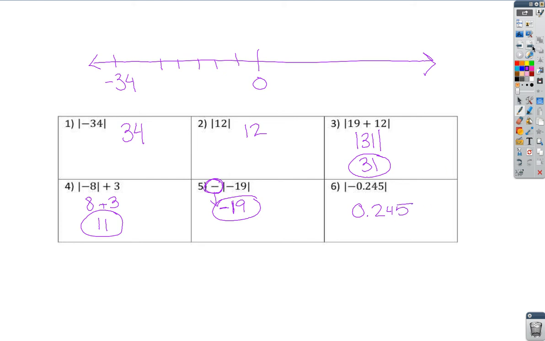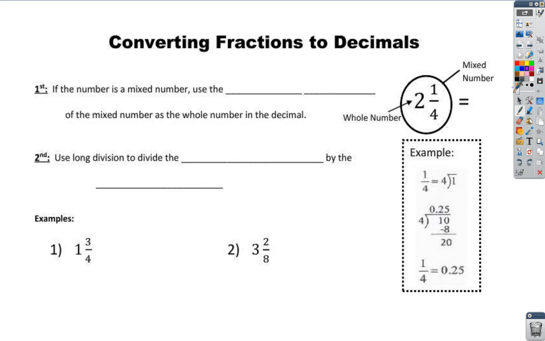Okay, we are now turning our page and we're going to talk about fractions, decimals, and percents and how we change them back and forth. So the first thing we do when we're converting fractions to decimals is if the number is a mixed number, use the whole number.